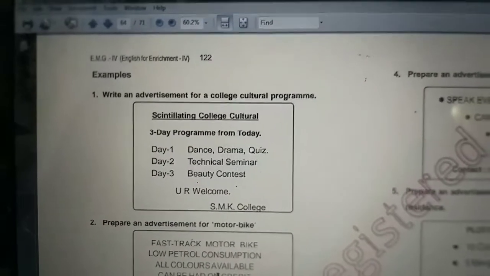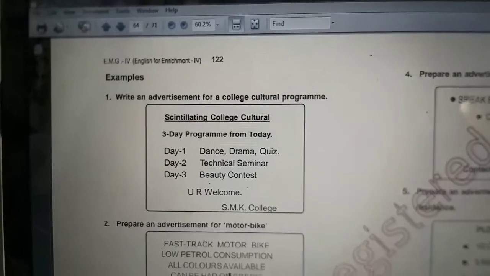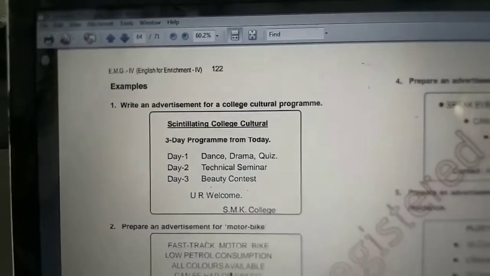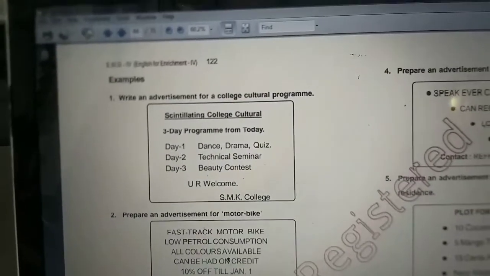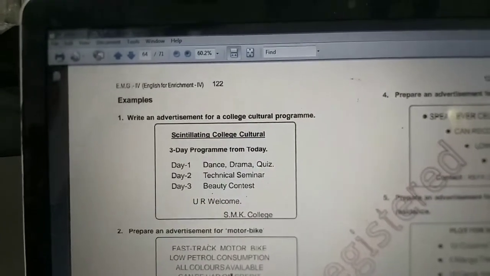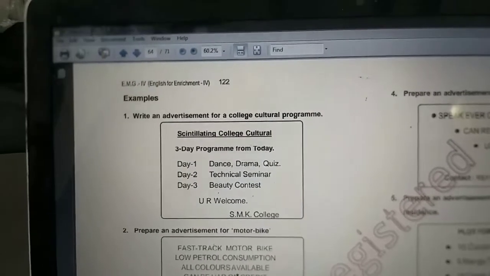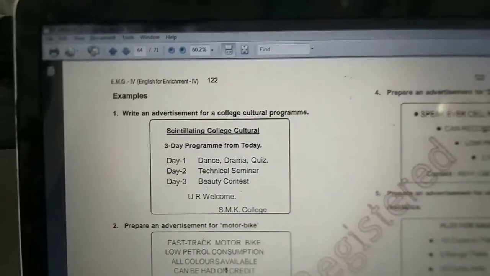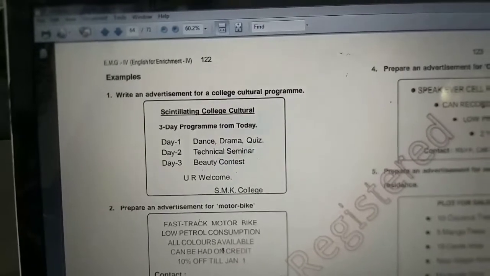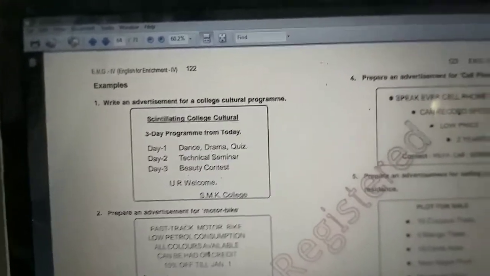Here are a few more examples. The first one is write an advertisement for a college cultural program. So you need to mention what all programs and when the programs are. According to this advertisement, it is for 3 days, and you need to mention what all will happen in each day. So you need to just mention all those important items that have to be inside the advertisement.